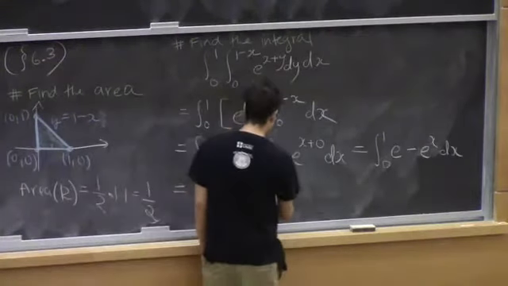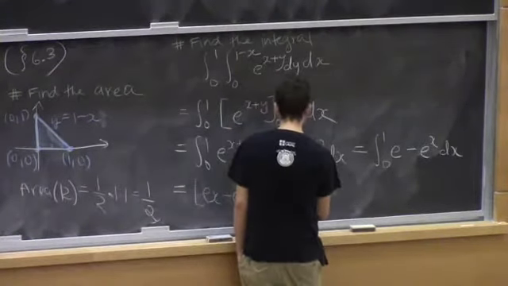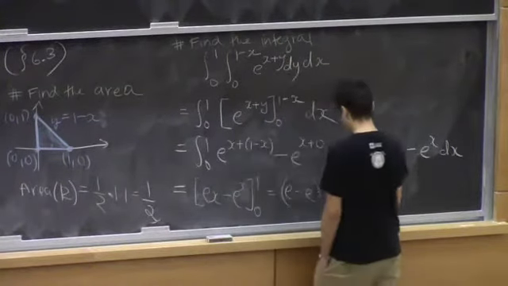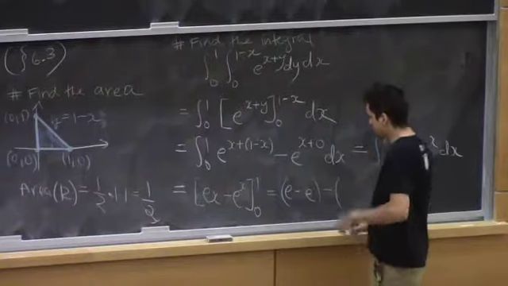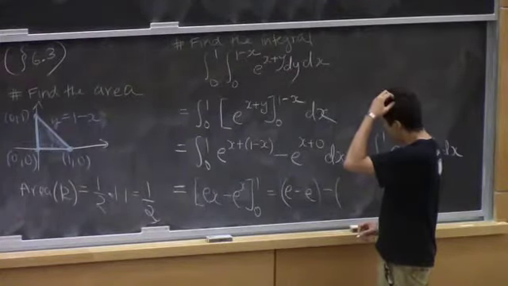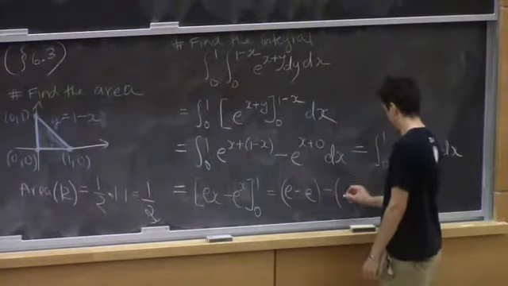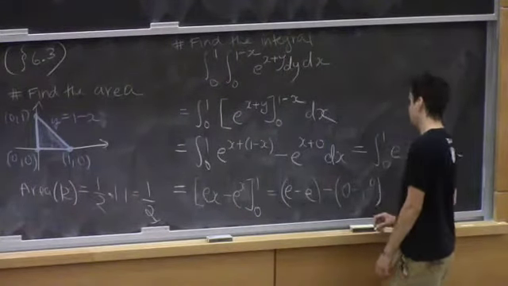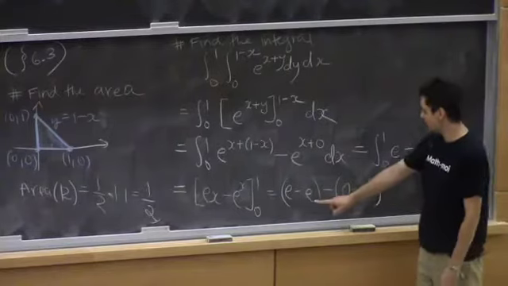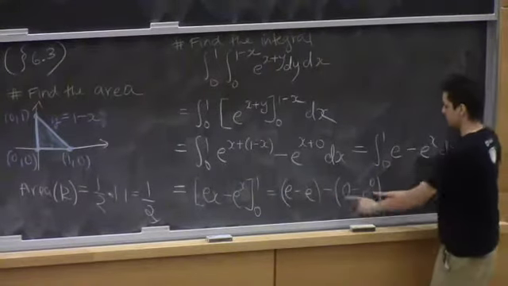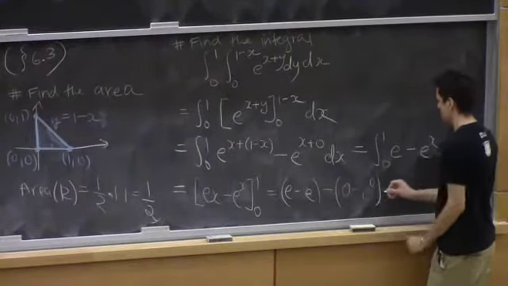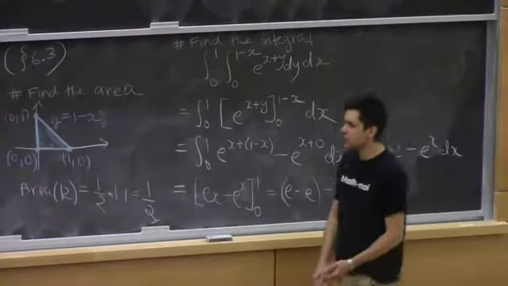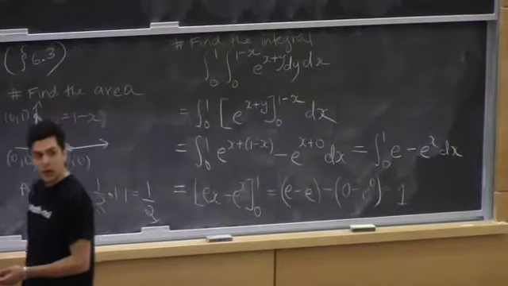Okay, plugging in the bounds, we get e minus e to the 0. So these e's cancel off. These guys give us a 1. Okay, so the total integral is 1.